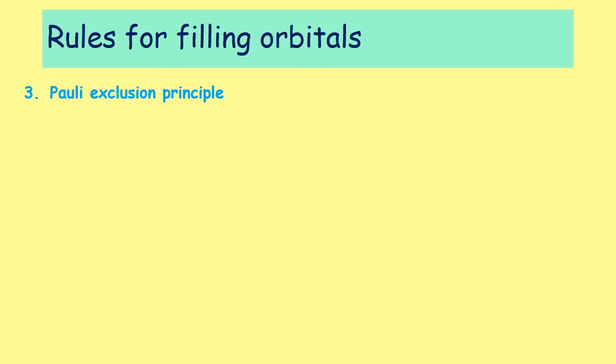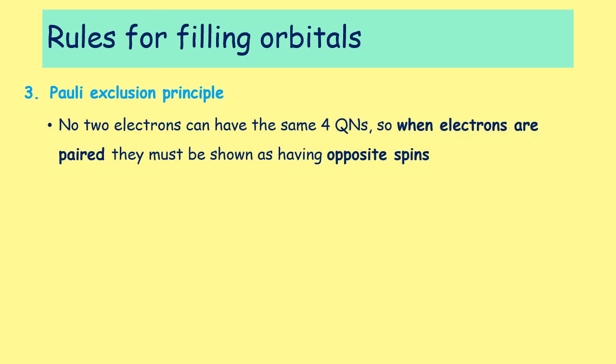The third rule is known as the Pauli exclusion principle, and you actually already know this one. Now, the Pauli exclusion principle is that principle that we say no two electrons can have the same 4 quantum numbers. So essentially what this means is that when electrons are paired within an orbital, they must have opposite spins. Remember, one of them is going to have a quantum number plus a half, the other one's going to have negative a half. We show this using arrows.